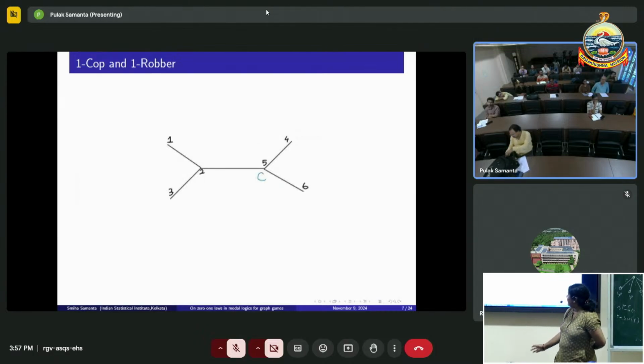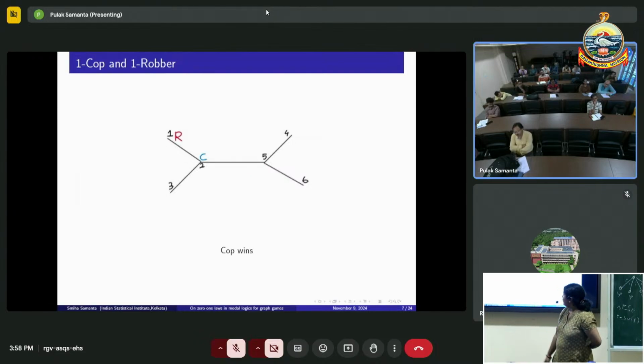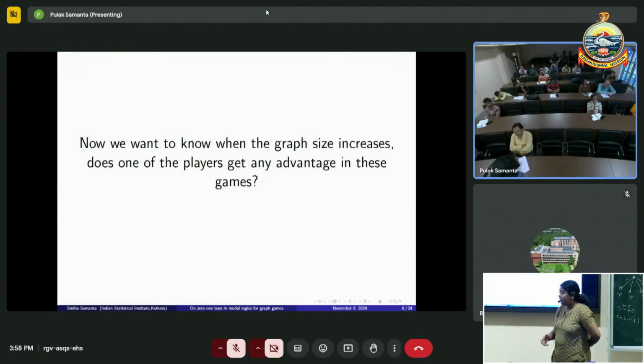And for example, in this graph, the cop has a winning strategy, as the cop chooses vertex 2 or 5, and whichever vertex the robber chooses, he gets caught immediately after that. So the cop has a winning strategy in this game. So we want to know, when the graph size increases, if either of these players gets any advantage in this game.